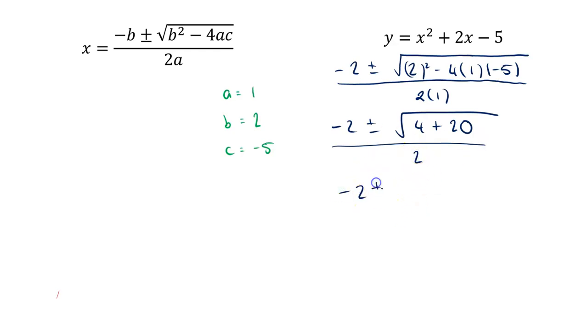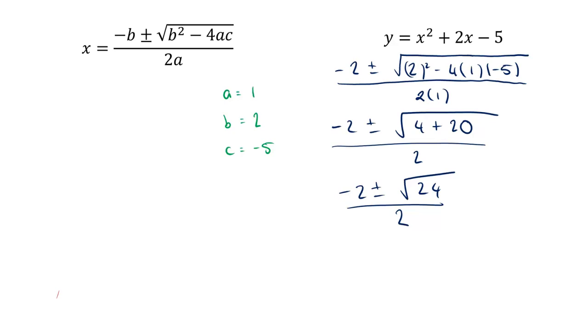Now I have -2 plus minus the square root of 20 plus 4, which is 24, all over 2. Great. So the difference here with this kind of problem is you can see that 24 is not a square number. If it was 25, we could take the square root to give us 5. But for 24, we can't take the square root of this.